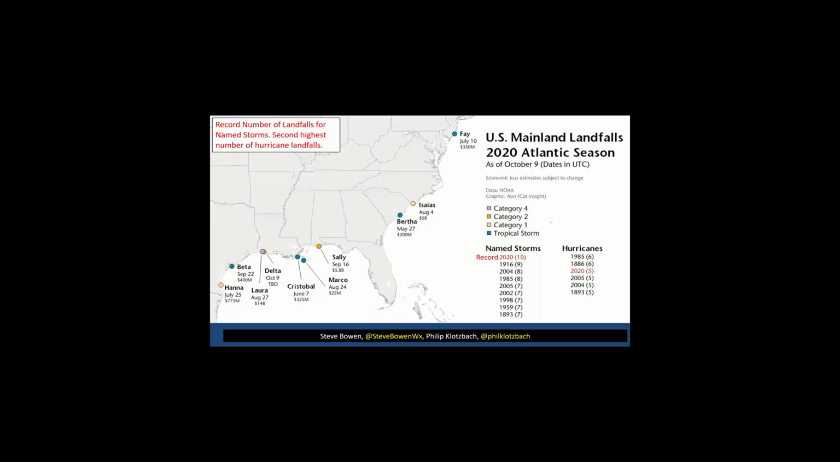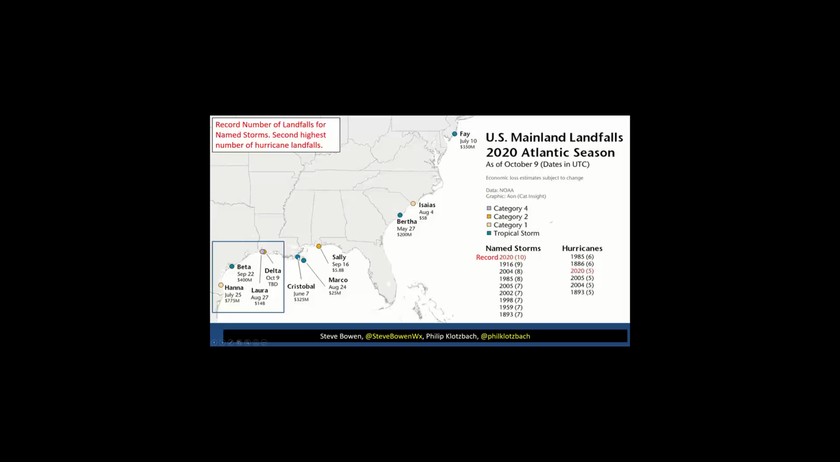So we have already set records for the number of named storms making landfall. We've had 10 already, and we have a good third of the hurricane season to go. And so you can see the landfall locations here. What we're going to do is take a closer look at the storms in this square here that have affected the Western Gulf. So Hannah, Beta, Delta, and Laura, we're going to take a closer look at.